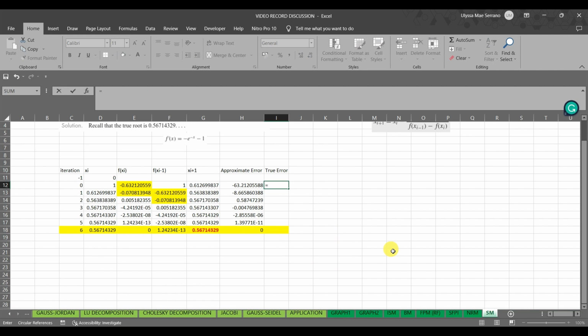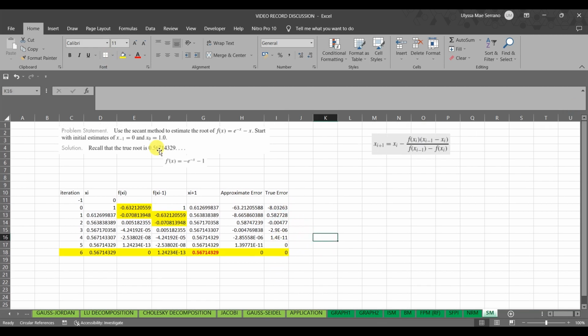For the true error, it is the true value minus the approximated value, divided by the true value, times 100. So we put the dollar sign and simply copy. You will have here now the result of the true percent relative error. So this is how you apply the second method using Excel.